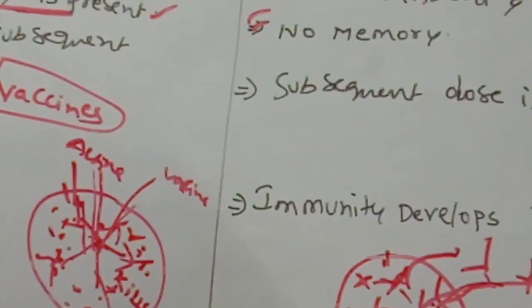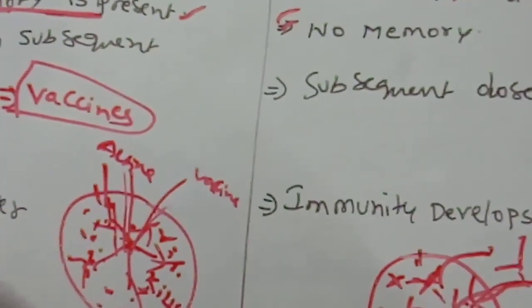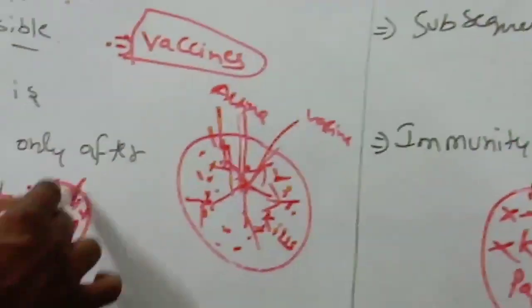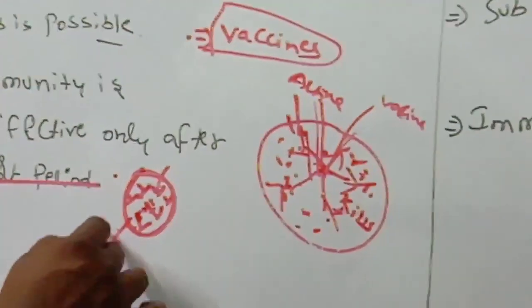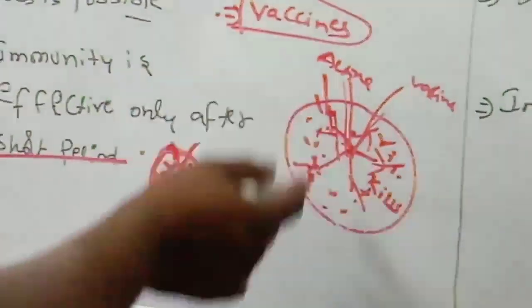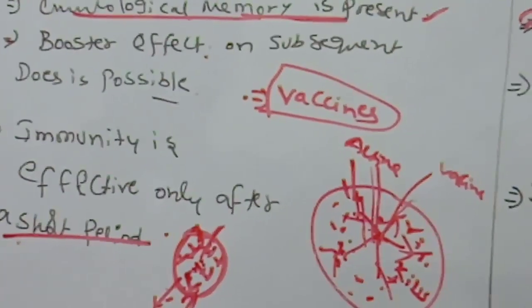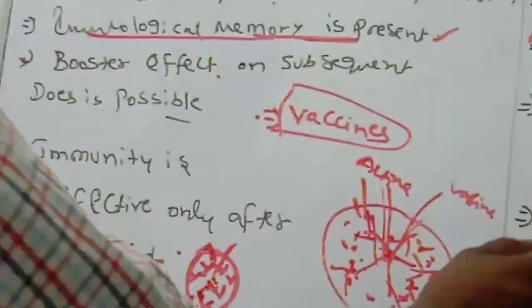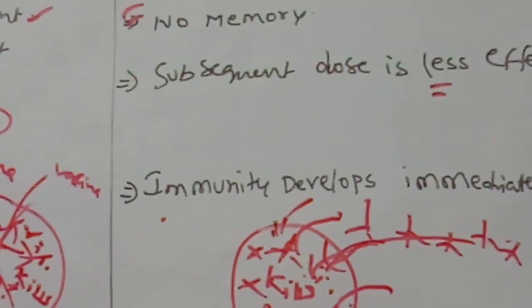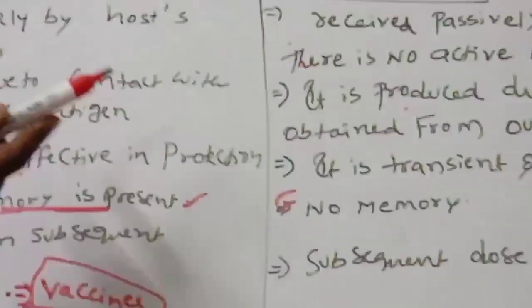Next, immunity is effective only after a short period. After the pathogen enters, slowly the immunity forms, so it becomes active only after some time. But in passive immunity, immunity develops immediately. Why? Because we are directly giving antibodies. So these are the differences between active immunity and passive immunity.